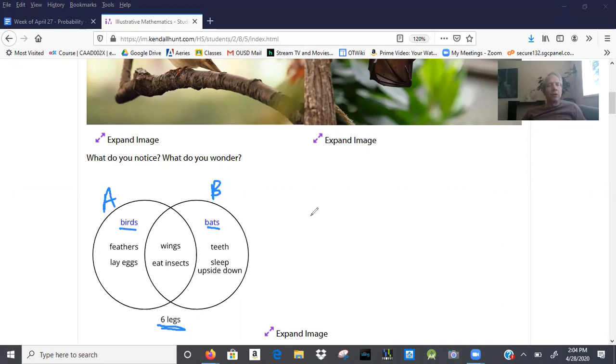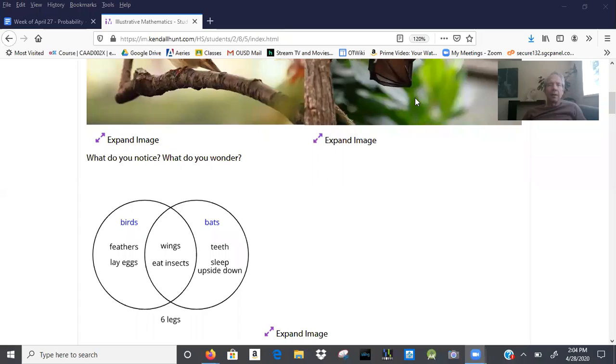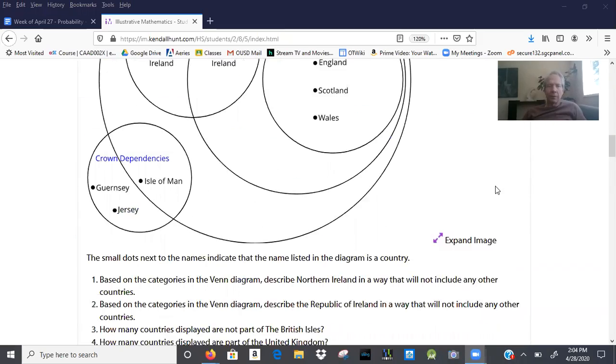It's also a good way to do two-way tables, which I need to erase to make that work. A little technical difficulty. Okay, that worked. Let's scroll down.